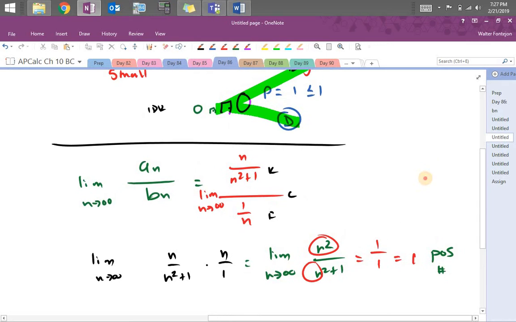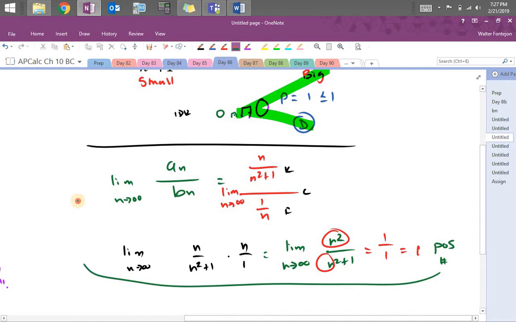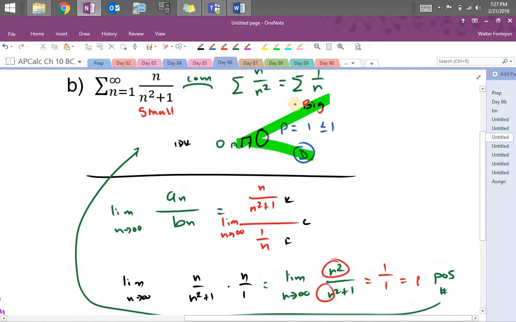So now I go back here. And I say that since big diverged, the direct comparison test didn't work, but the limit comparison test tells me they behave the same. So if they behave the same, this one should also diverge.